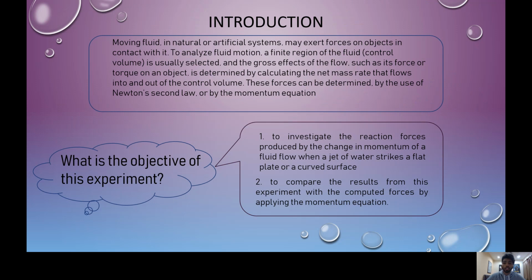Now, a bit of an introduction towards the experiment we're doing. So I'll read it out. A moving fluid in natural or artificial systems may exert a force on an object in contact with it. To analyze the fluid motion, a finite region of the fluid, also known as control volume, is usually selected, and the gross effect of the flow, such as the force or the torque on an object, is determined by calculating the net mass rate that flows into and out of the control volume. These forces can be determined by the use of Newton's second law or by the momentum equation.